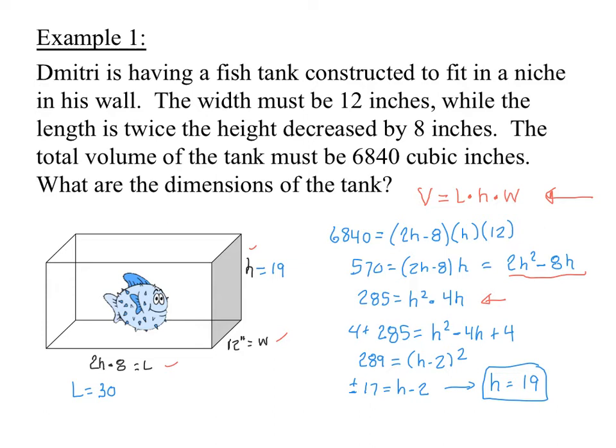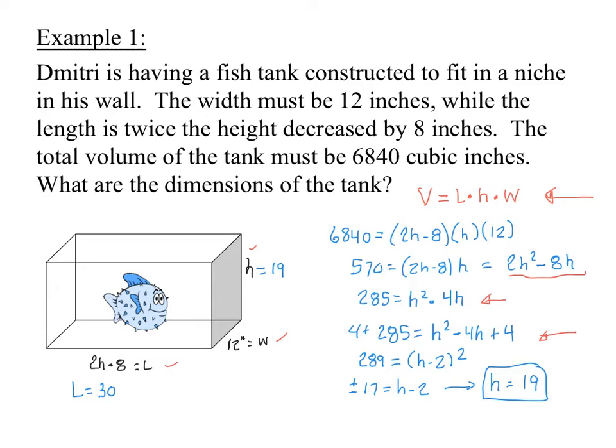Now we're going to complete the square. So from the 4h, we can take the 4, take half of it and square it, and add it to both sides of the equation. And we get 4 plus 285 is equal to h squared minus 4h plus 4. Well, we have a perfect square on the right-hand side of the equation. We get 289 is equal to h minus 2 squared.